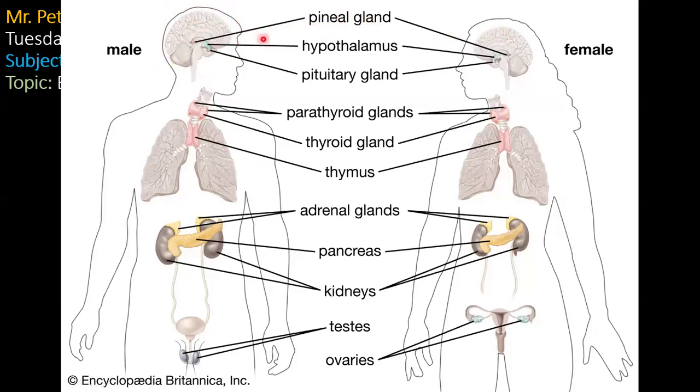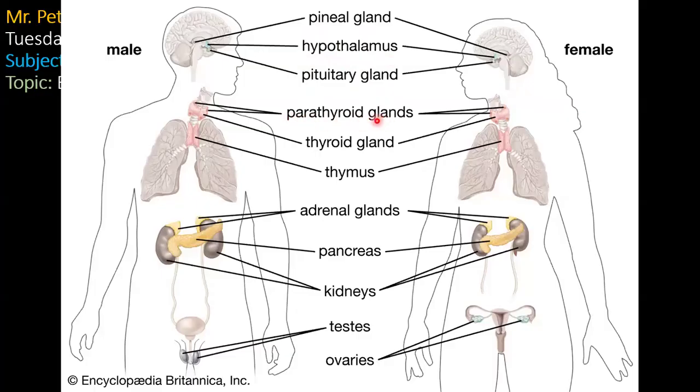You have the pineal gland, you have the hypothalamus, and the hypothalamus's job is basically to bully the pituitary gland, in my own words. It just tells the pituitary gland what to do. It's always trying to stimulate it to do something. So we have the pineal gland, the hypothalamus, the pituitary gland.